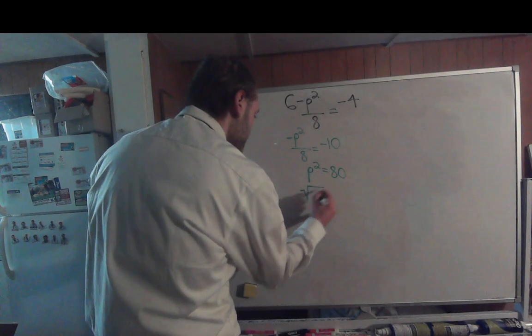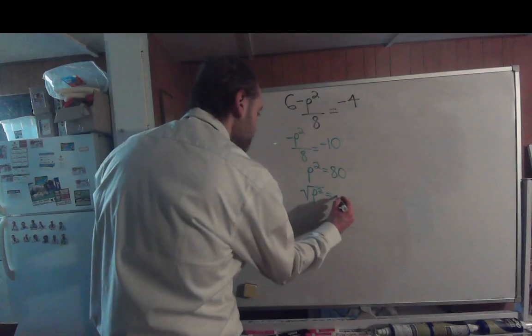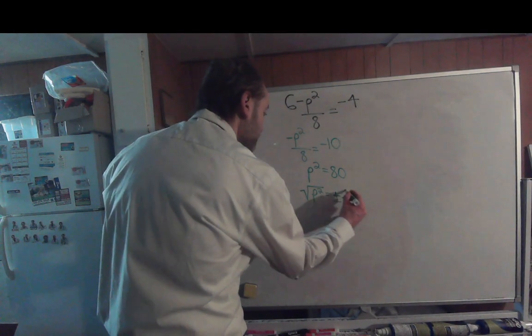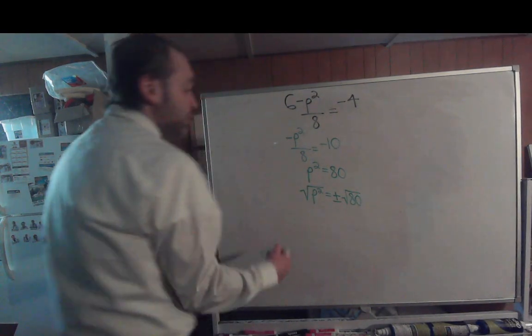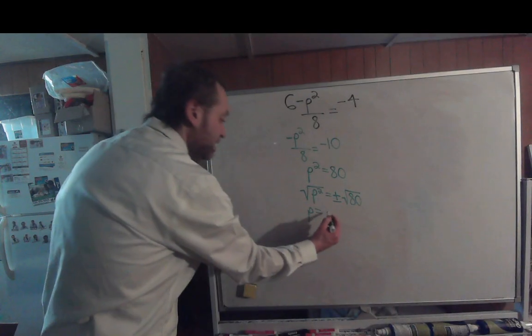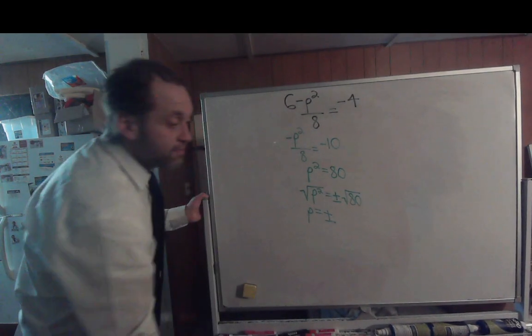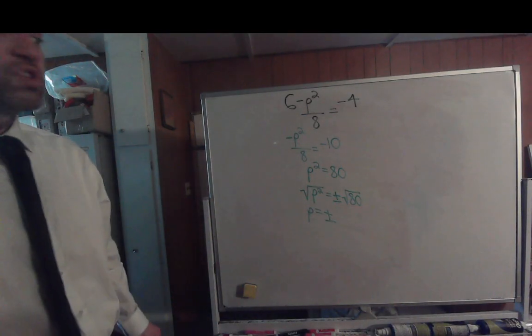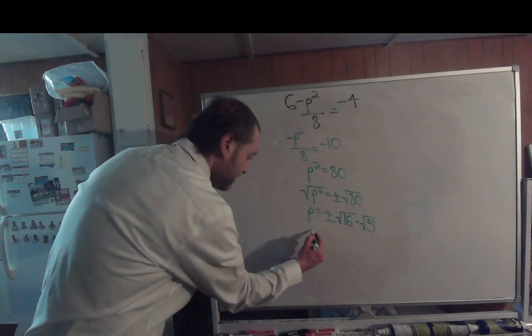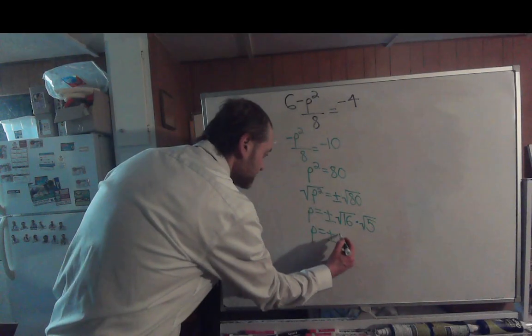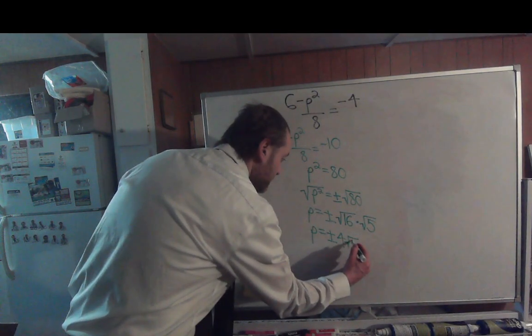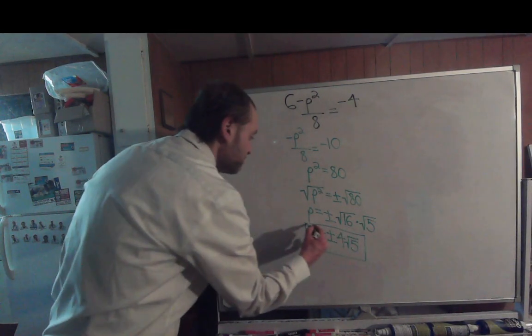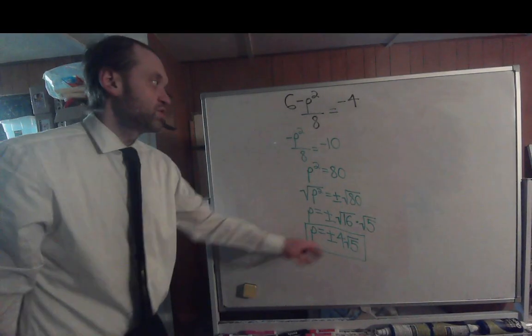Take the square root of both sides, you'll get the square root of p squared is equal to both plus and minus the square root of 80. Well, square root of p squared is certainly p. That's going to equal plus and minus. Now, what are some factors of 80? Well, 16 and 5, right? 5 certainly isn't a perfect square, but 16 is. So you'd have plus or minus the square root of 16 times the square root of 5, which would have to mean then that p equals plus or minus 4 times the square root of 5. So those would be your two solutions for p. P equals plus and minus 4 times the square root of 5.